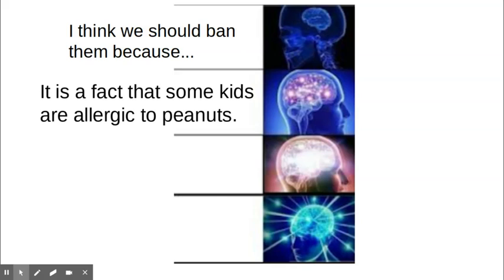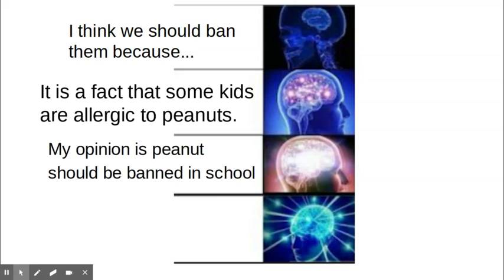You could say something like, it is a fact that some kids are allergic to peanuts. That is absolutely true. We do want to use facts and pieces of data in our paper when we get to that point, when we're writing an argumentative piece. You could take a step up and say something like, my opinion is peanuts should be banned in school. However, when you say my opinion is, and then you say the topic, peanuts should be banned in school, that's actually kind of repetitive. People know that the second part of the sentence, peanuts should be banned in school, is your opinion.